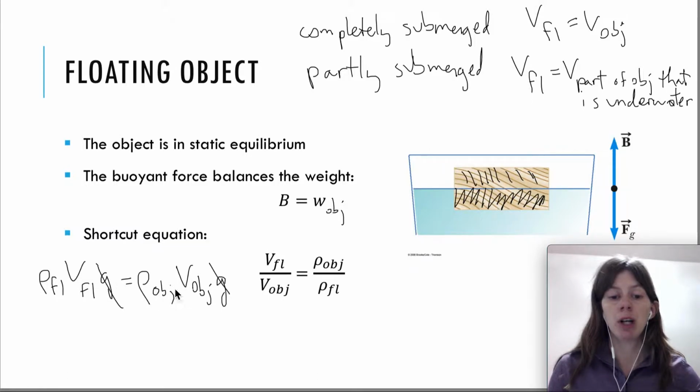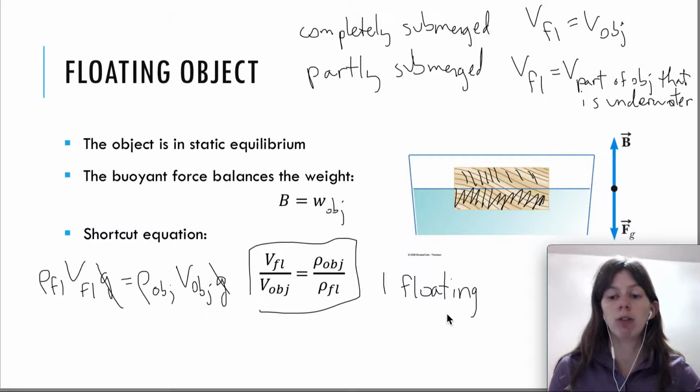So that means if they're not the same, that we can't cancel them out, but we can rewrite this as a fraction here. What I've done is I've divided both sides by V of the object and then divided both sides by density of the fluid to get this equation. So this is what I like to call a shortcut equation. And we can only use it if we have one floating object.